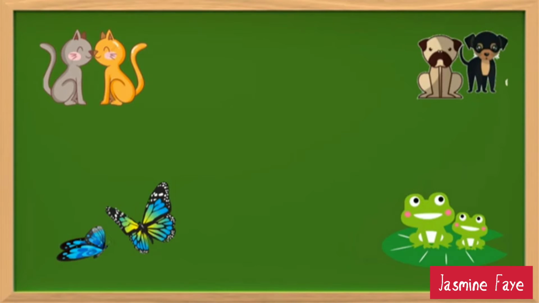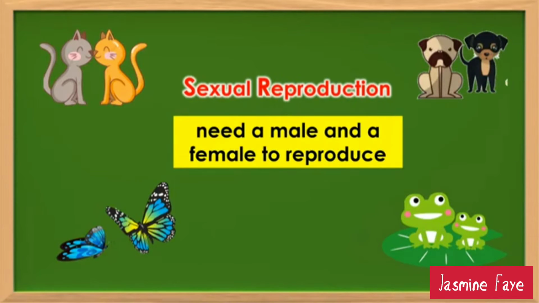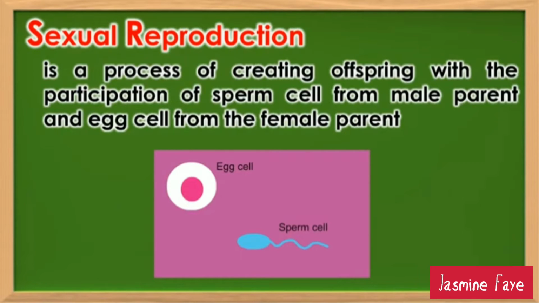Most of the animals like cats, dogs, butterflies, frogs, and the like need a male and a female to reproduce. This is called sexual reproduction. Sexual reproduction is a process of creating offspring with the participation of sperm cell from male parent and egg cell from the female parent.